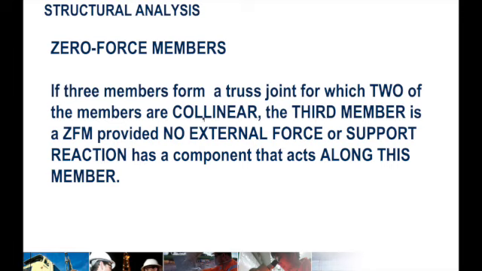So if three members form a truss joint for which two of the members are collinear, the third member is a ZFM, provided no external force or support reaction acts on it. Okay, so for both rules, what you're looking for is that the joint should have no external force or support reactions. So for joints that are pin connected or roller connected or rocker connected or whatever connection occurs, forget about your analysis. Okay, so no external force or support reaction acts as a component along this member.